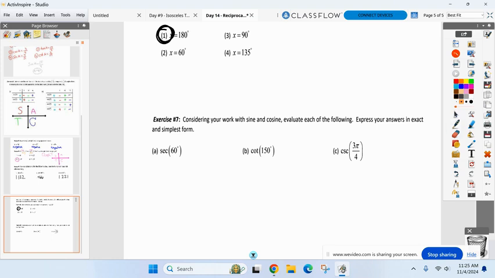What's everyone getting? Secant of 60 is 2, good. Cotangent of 150, negative radical 3, perfect. And then cosecant of 3 pi over 4 radians, radical 2, yep. All right, get going on your assignment. Be careful on number 1. Make sure you're in degrees or radians for number 1, all right? And then I'll put the answers up here. Group assignment coming up tomorrow. Let's get it moving.